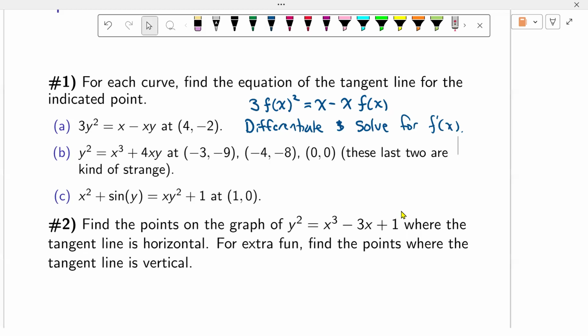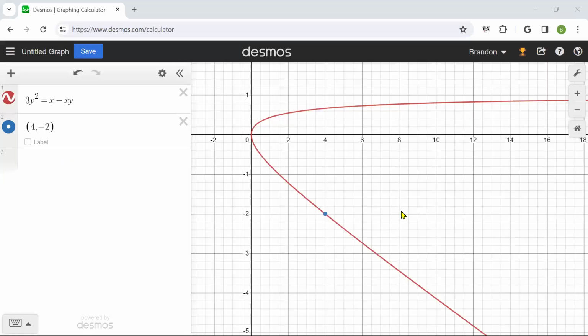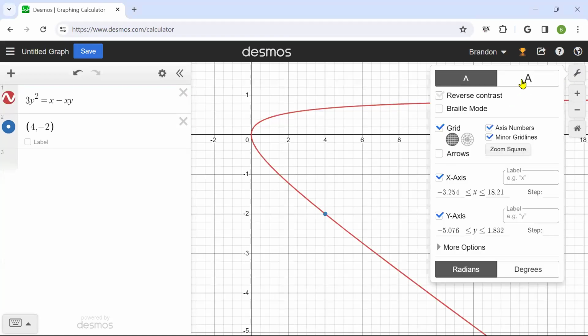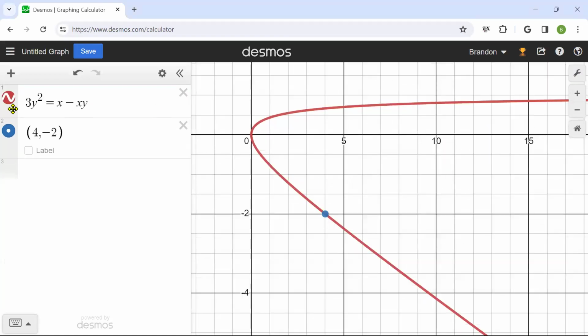If you want to see a plot of this, here's what it looks like. This is what 3y squared equals x minus xy looks like. You can see it's not a function at all. And this is the point right here at (4, -2), where we're trying to find a tangent line. Trying to find the equation of that tangent line.